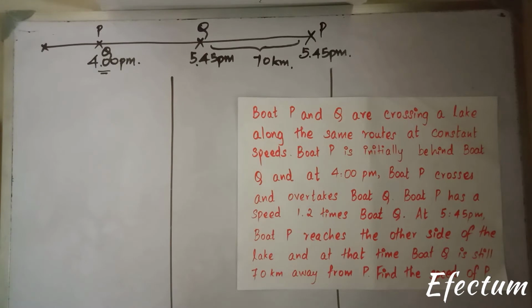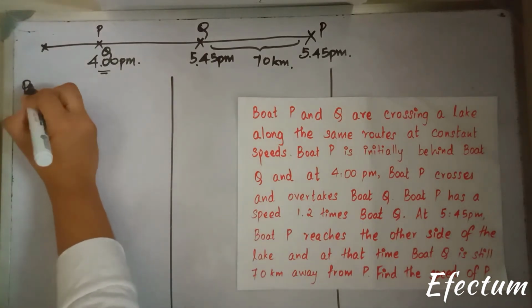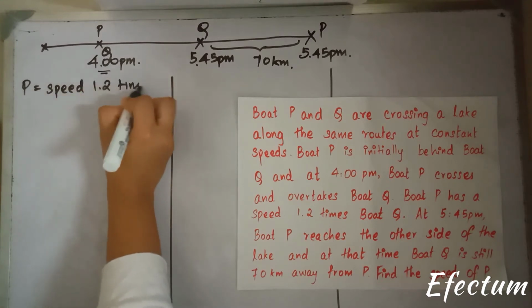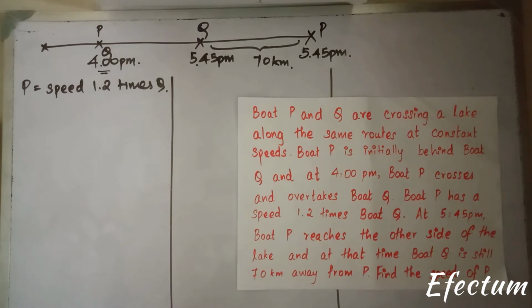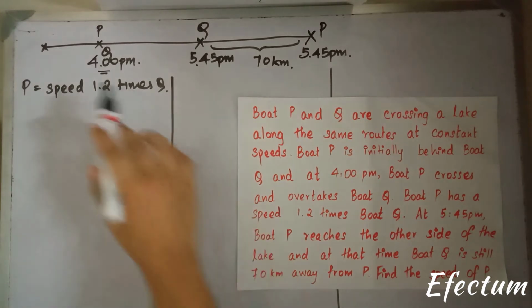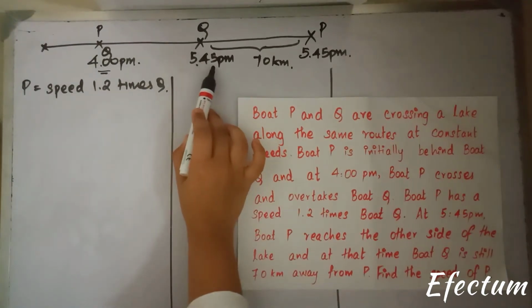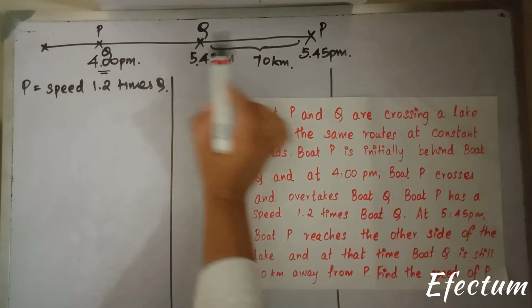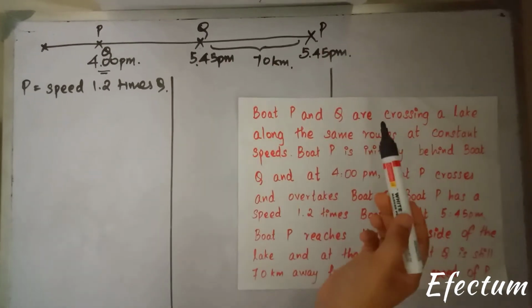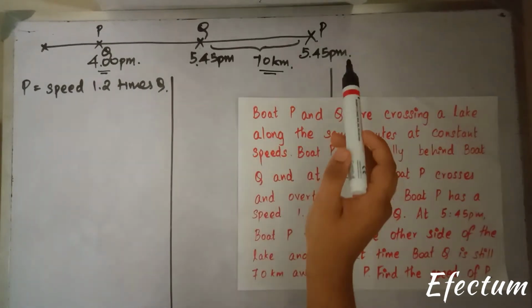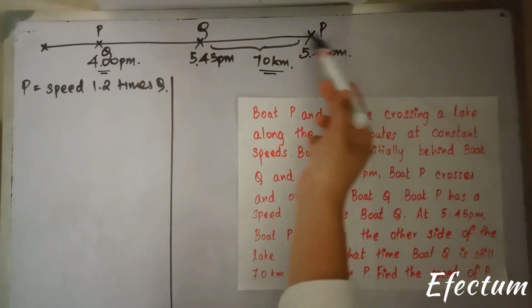Now with all of this information, also it's given that P's speed is 1.2 times Q's. With all of this information, we are supposed to find out the speed of P. So how do we proceed with this problem? Now let's look at these two critical timings. At 4 p.m. they meet each other, and at 5:45 p.m. Q is at this spot and P is at the other side of the lake, and the difference between them is 70 kilometers. So in order to find the speed of P or Q, what do you need?